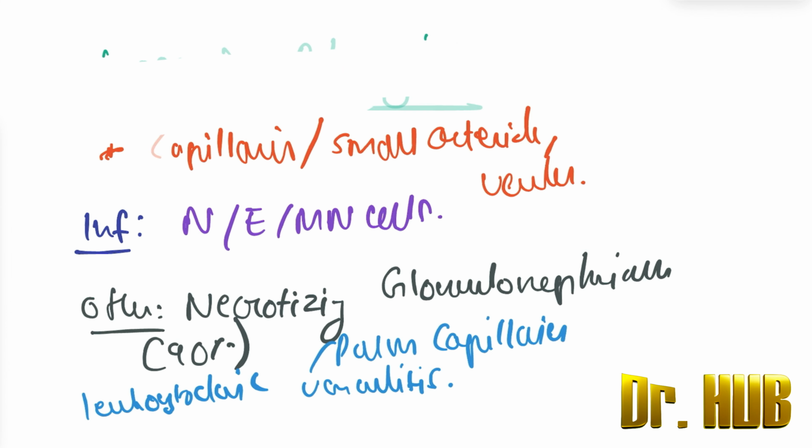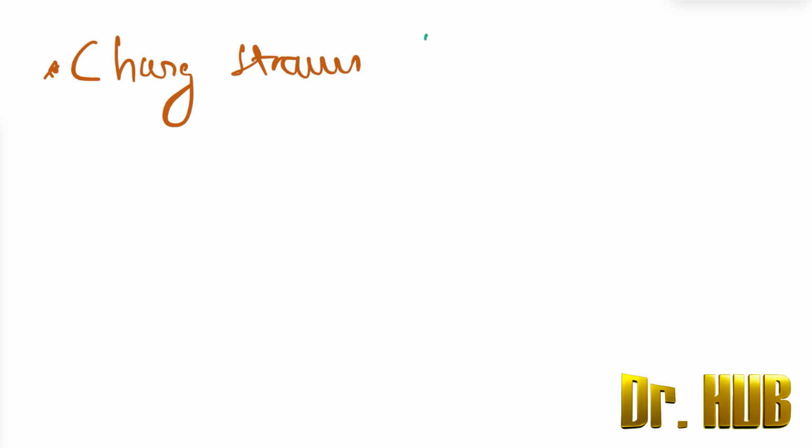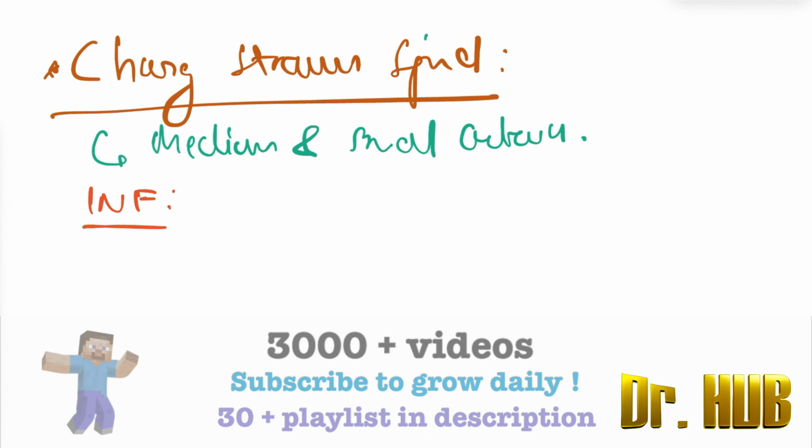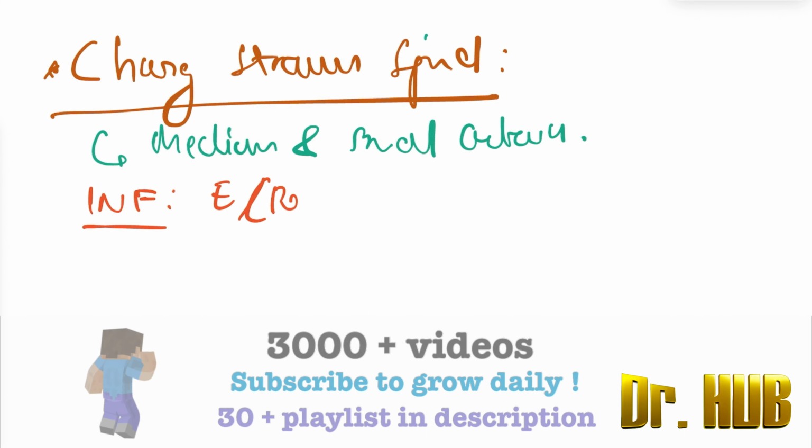Lastly, we are going to look at the Churg-Strauss syndrome. What is meant by the Churg-Strauss syndrome? If you see what vessels are involved, it involves the medium and also the small arteries. And what about the inflammatory cells? The eosinophils are required, and then there are also lymphocytes, macrophages and neutrophils.